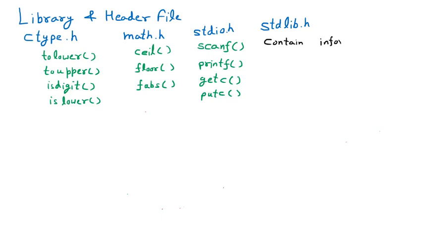This particular library contains information of memory allocation and freeing functions. Well, talking about the stdlib.h header file, this header file is very much important because the dynamic memory allocation functions, just like malloc, calloc, free, realloc, are part of the stdlib.h.